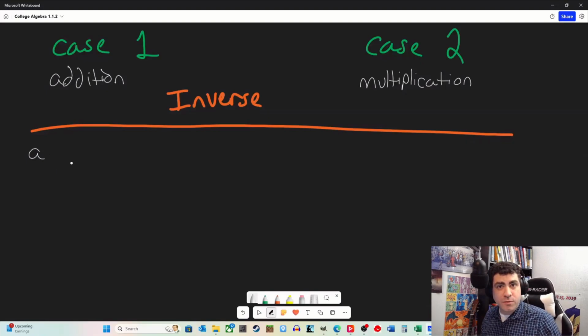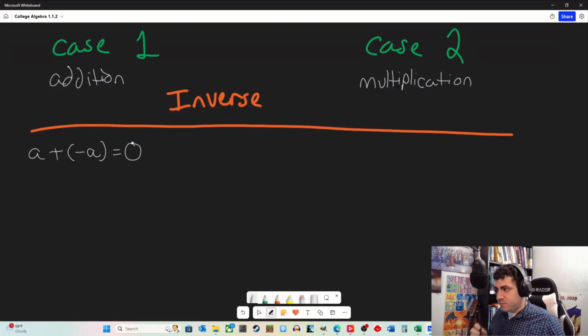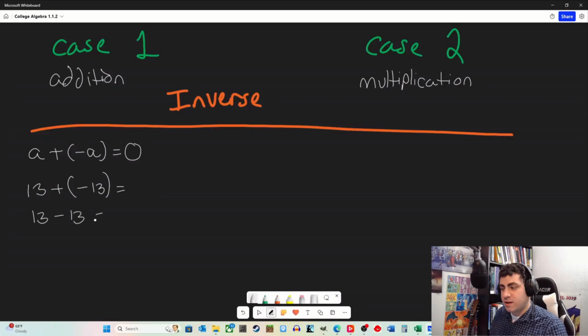So we have A. Remember, we're using variables. When you add a negative A, you end up with 0. The inverse property of addition states that any number added to its inverse equals 0. In numerical terms, say we have 13 plus a negative 13. This means we have 13 minus 13 equals 0.